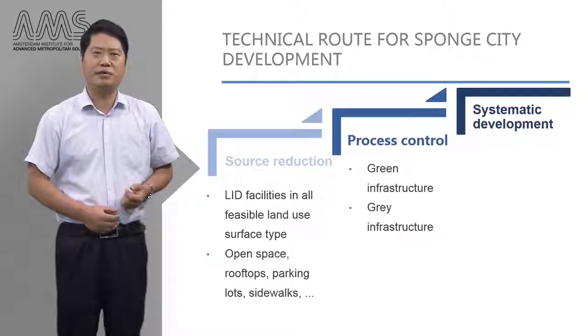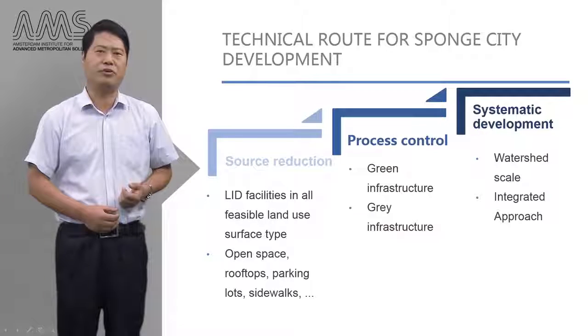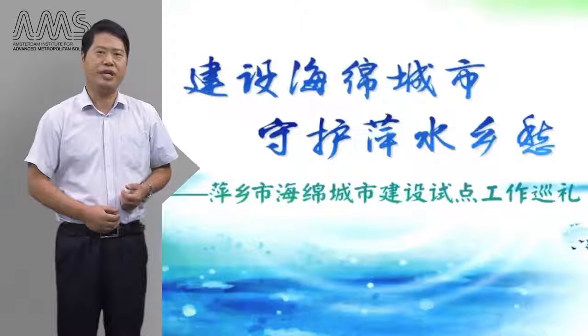Systemic development and remediation refer to an integrated approach at the watershed scale. Smart City development is not only about local and individual measures, but these are all part of a large-scale systemic and integrated strategy. It is at this scale that the integrated nature of the Smart City becomes very clear. In the next clip, you will see a case study example where the Smart City concept is implemented in the Chinese city of Pingxiang. Here, you will see the six principles in practice.